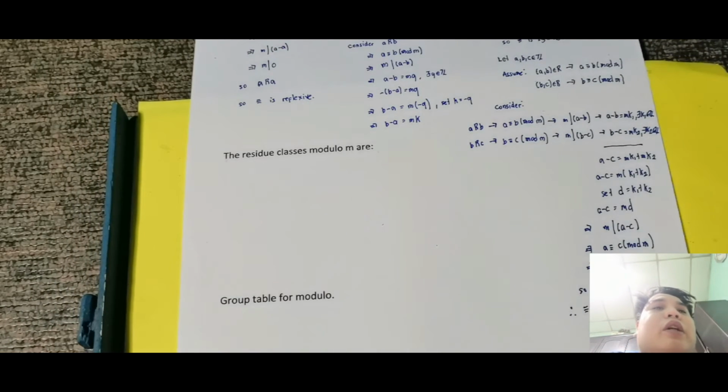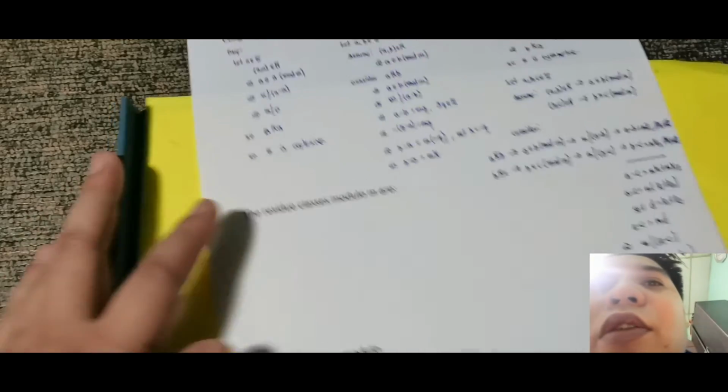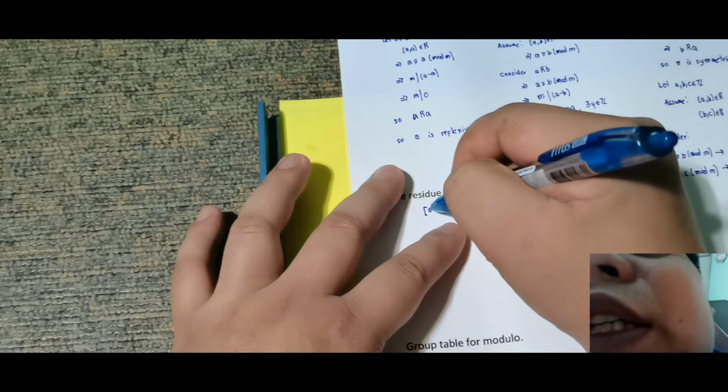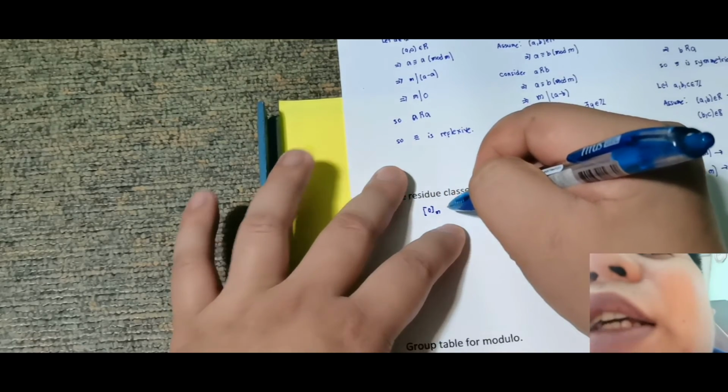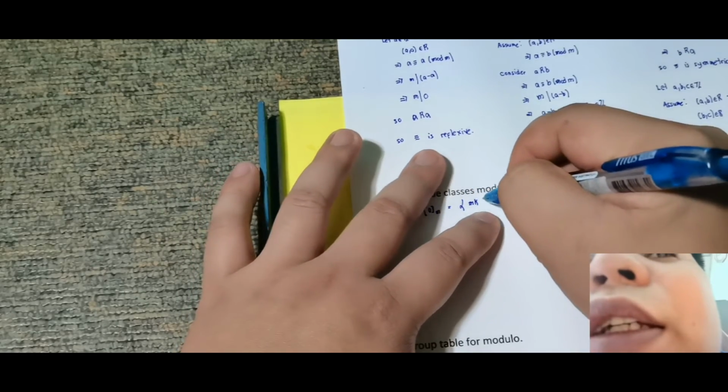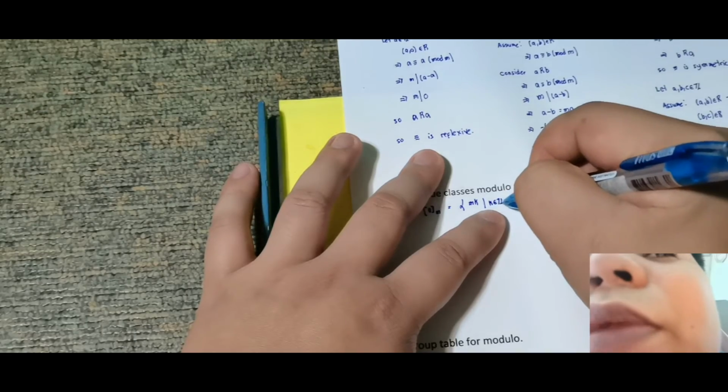Okay, next is the residue classes modulo M. Kung naalala nyo, yung mga possible remainder lang is 0 up to M minus 1. So mag-start tayo kay 0. Ano yung class pag kay 0? Then, may M tayo dito. So, this is just equal sa M times K such that K is an element of integers.